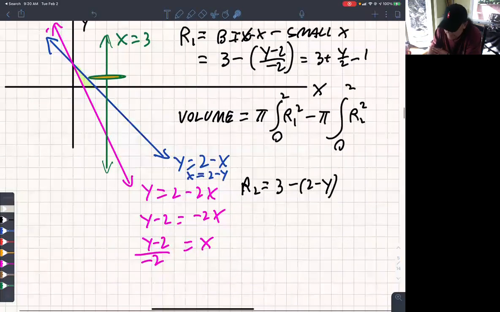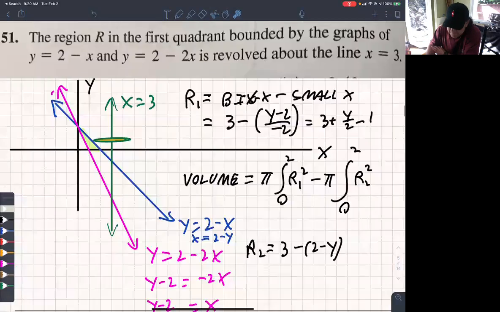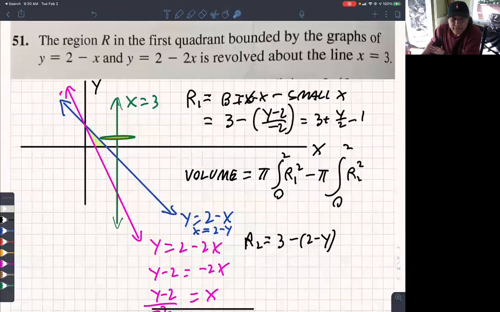So the rest, I'm going to let you do. You plug this in here, you plug this in here, and then you just do some basic integration. And that's how you do number 51. And that's the end of this.